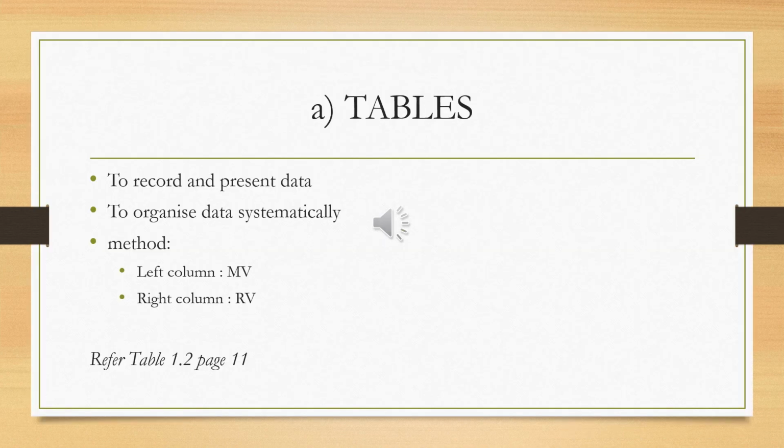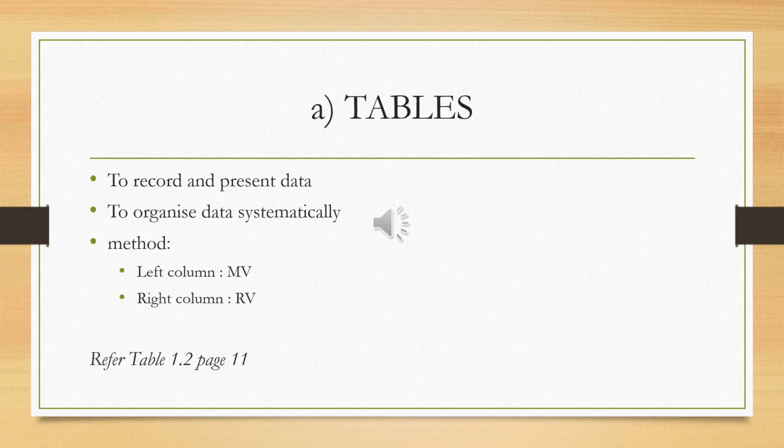So the first method of communicating is tables. You can refer to page 11, table 1.2. The function of a table is to record and present data, and also to organize data systematically.